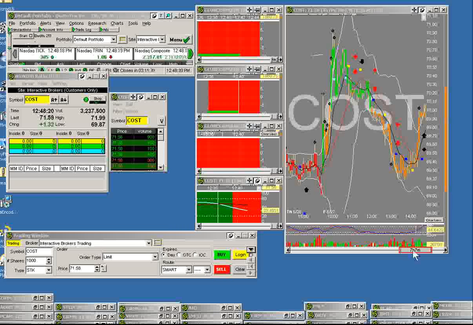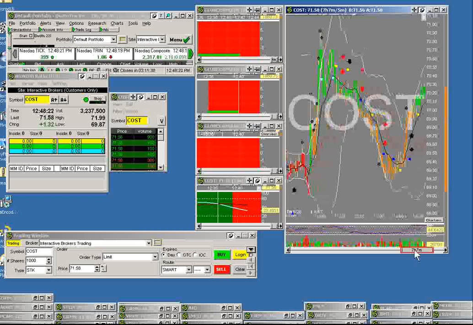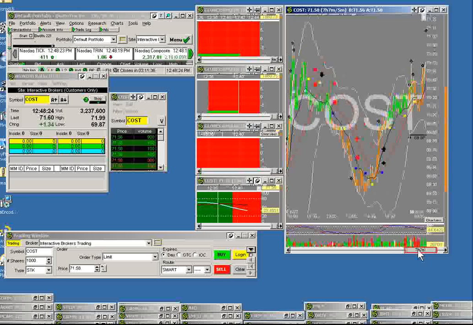If we look at this and scroll further, our entry point would have been right around 70, and you see that this trade ran, boy, it ran all the way up to 70.70 or 71.10. So that could have been up to a $1,000 trade if you had traded 1,000 shares on that particular trade. We typically trade in 500 or 1,000 share lots.